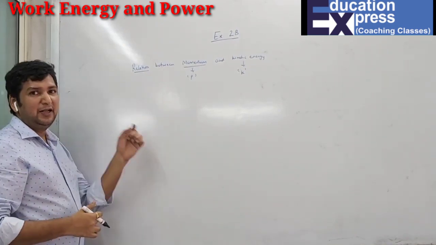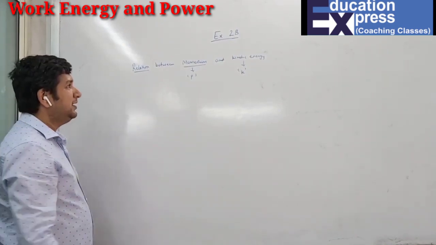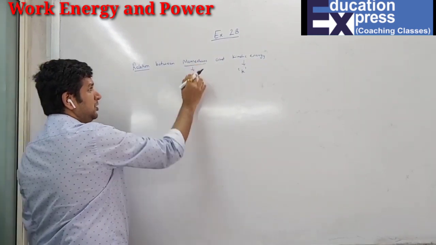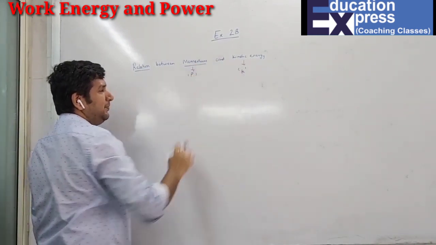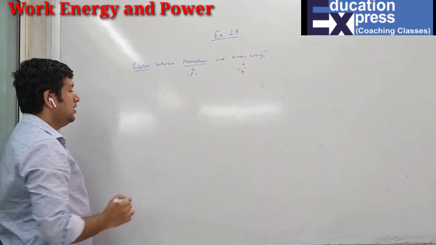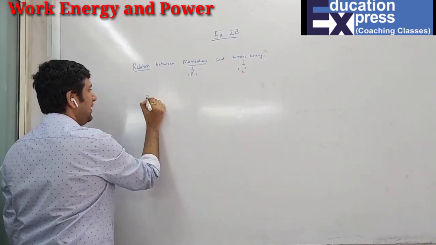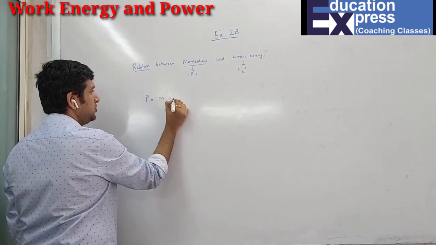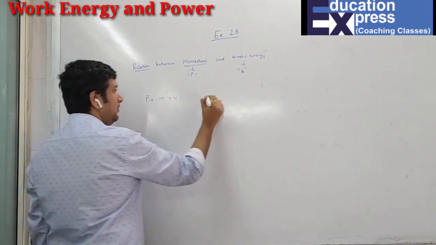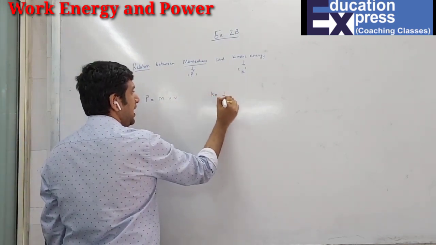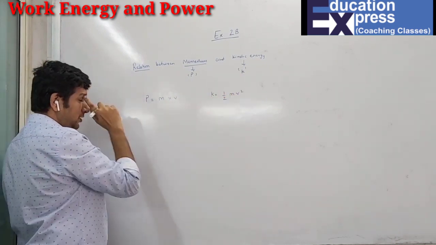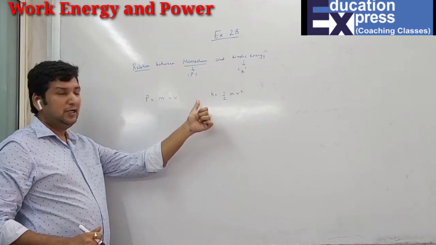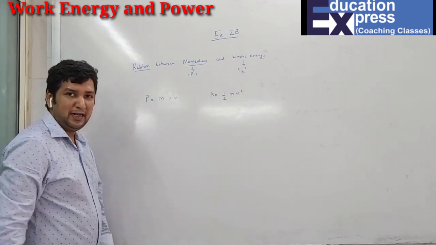Now we will find a relation between the momentum and the kinetic energy. Momentum is denoted by capital P, and the kinetic energy by K. The formula for momentum is mass into velocity, and the formula for kinetic energy is half mv square. So over here there is no direct relation between momentum and kinetic energy, so we are just finding a relation between them.